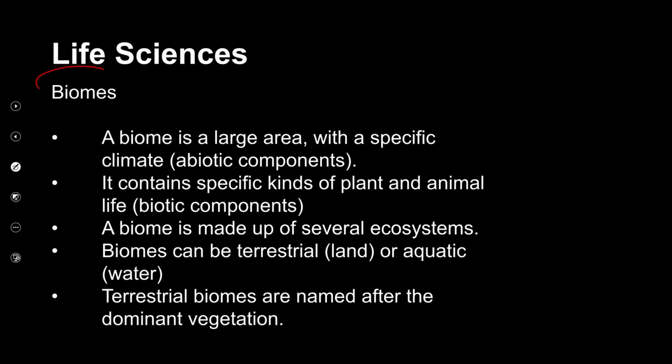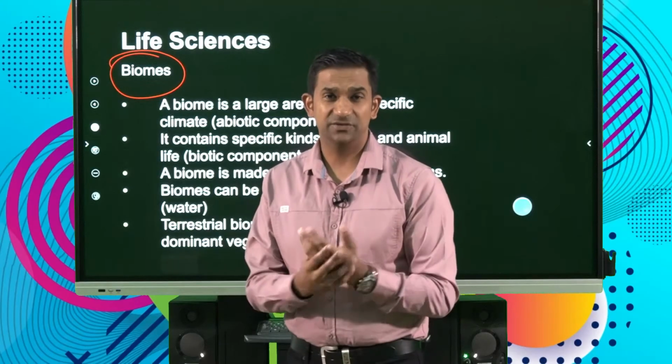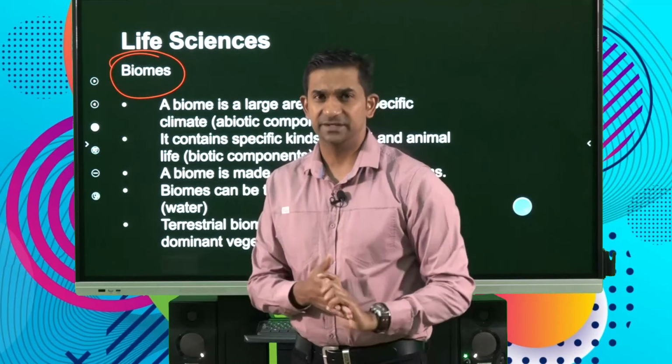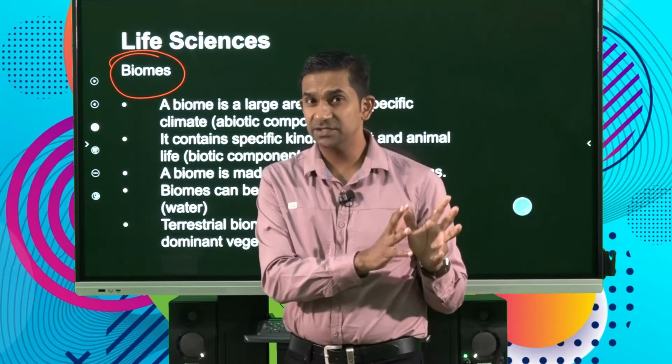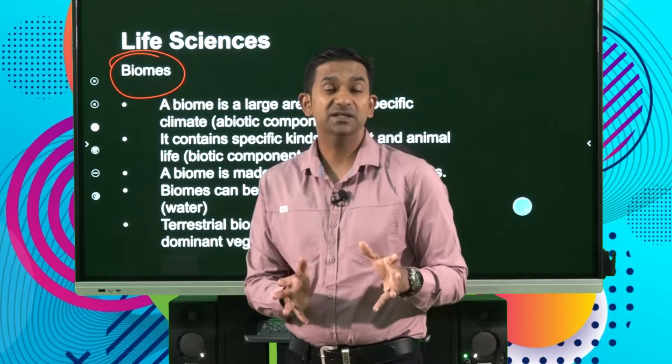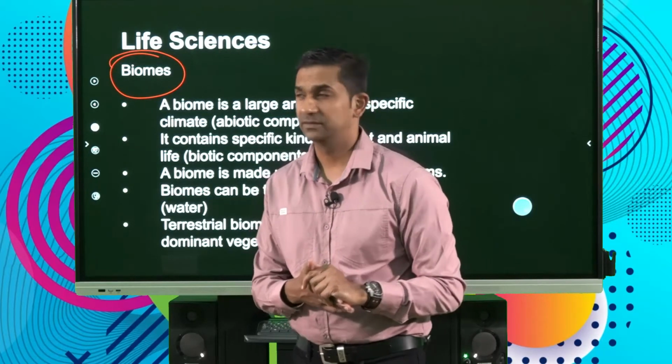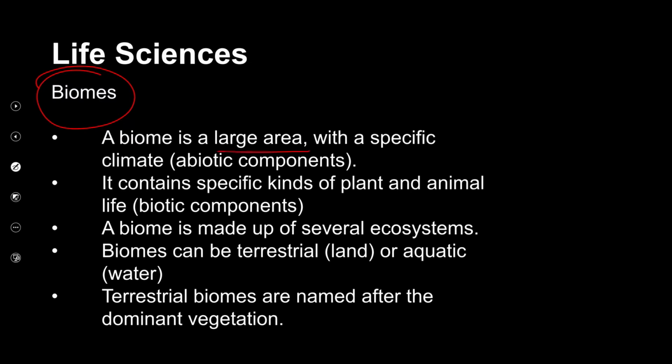So in this segment, let's try and unpack what a biome is. We know that in the context of South Africa, we have a diversity of life forms found in different areas. And these areas are biomes that are characterized by the typical type of plants and organisms found in that area. So a biome is a large area with a specific climate, and these would be influenced by the abiotic components. So the non-living components, things such as climate, temperature, altitude, rainfall. So these are your abiotic components.